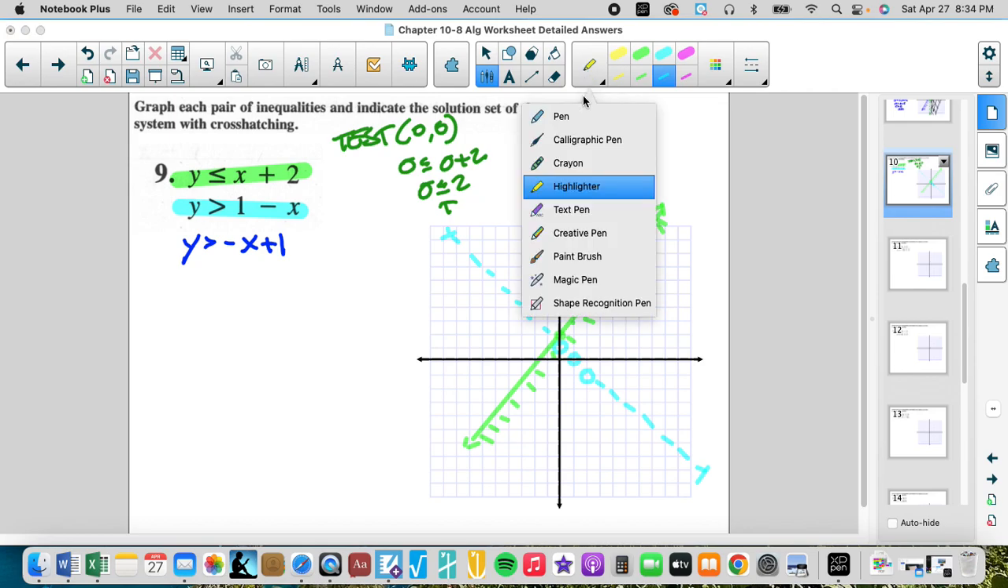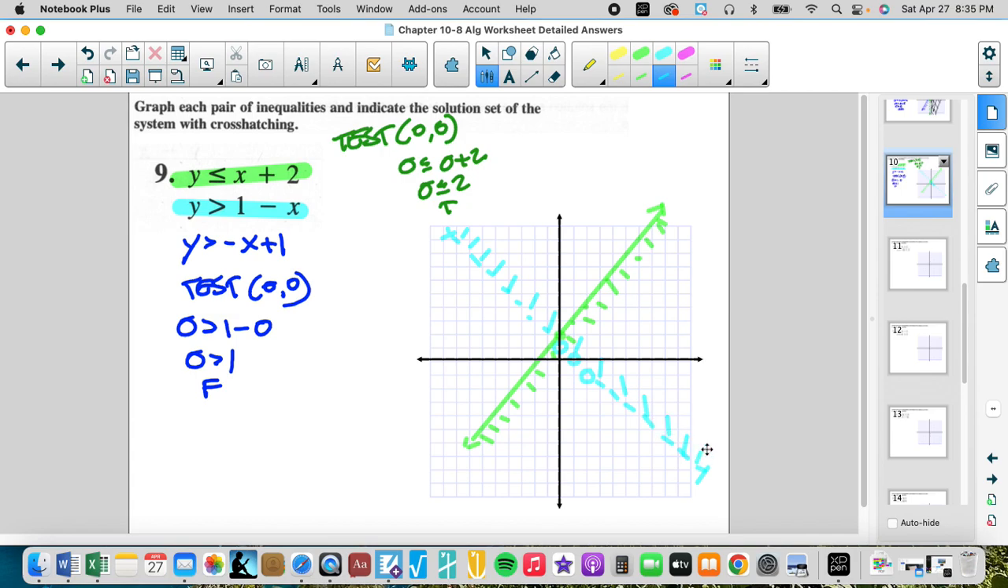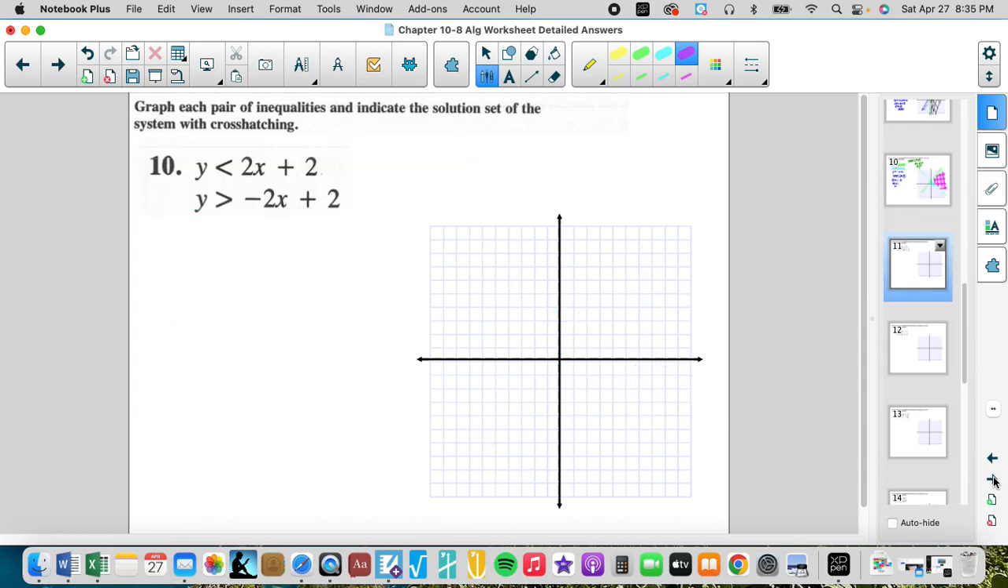Let's test 0, 0. So testing 0, 0. Is 0 greater than 1 minus 0? Is 0 greater than 1? That's false. So that is false. So we're going to shade the other way. And then if we want to show where is true, we can do it like that. That's not bad. That maybe was over the top, but that's okay.